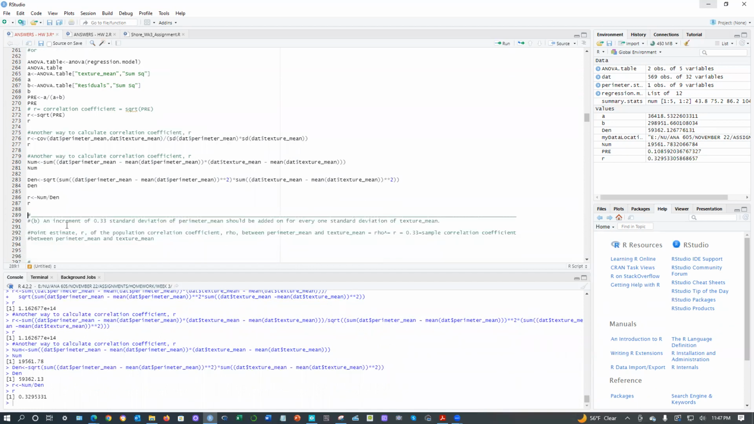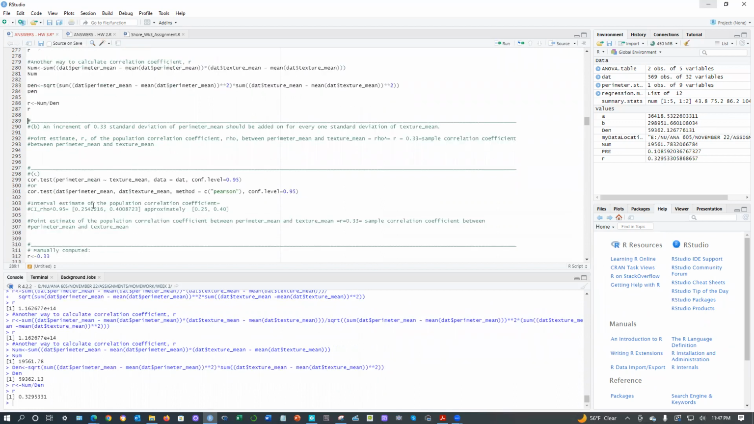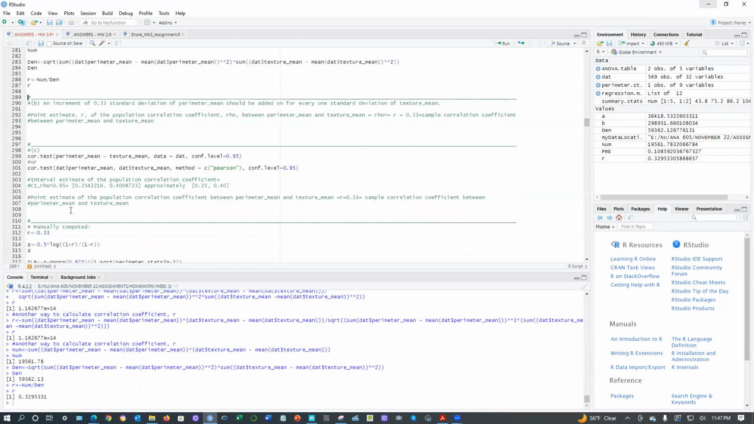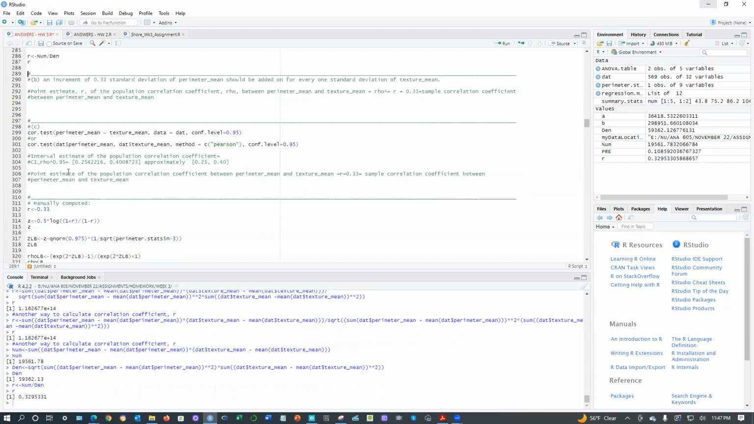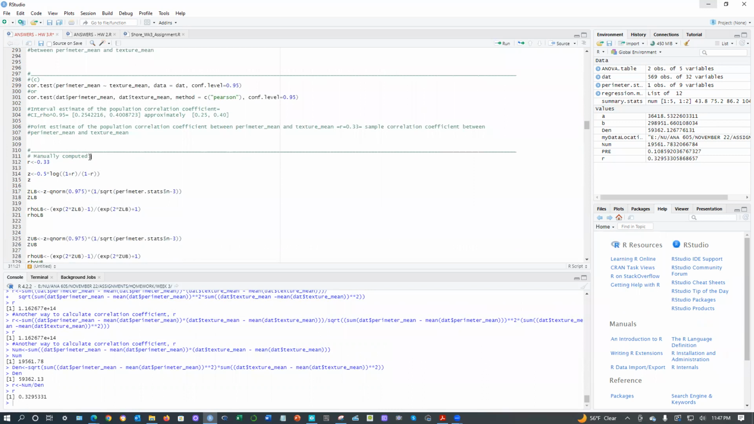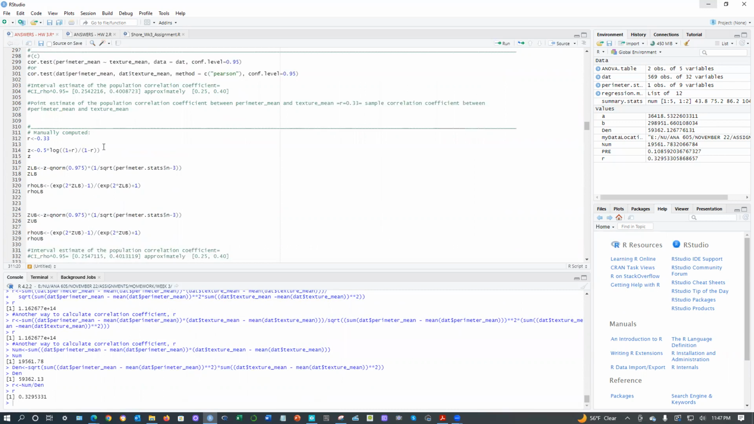So then they were talking about the definition. We talk about the definition, then the correlation using the cor test. See? This one and this one, we got that one. Now I'm going to use another way manually. I'm going to show you another way of getting this done: getting a confidence interval for the population correlation. That's what I'm trying to do, manually computed.